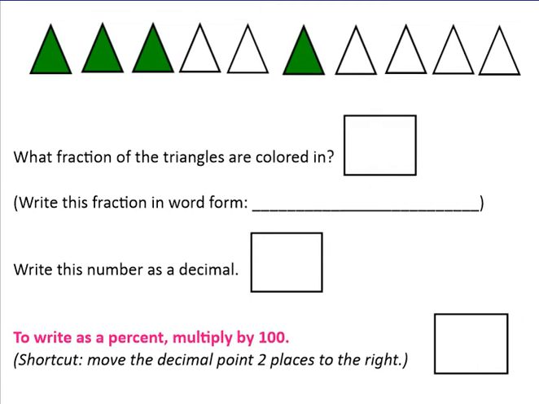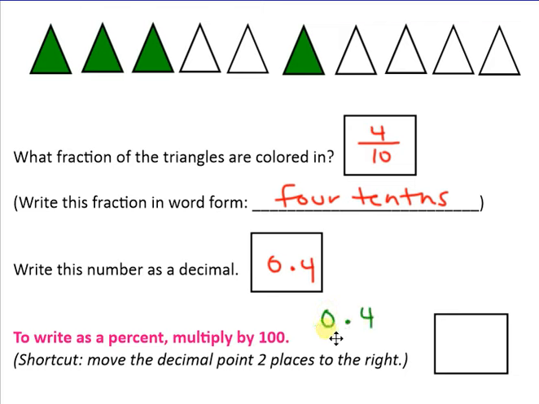Let's take a look at another example here. So what fraction of the triangles are colored in? We have 4 out of 10. How do you write that in word form? 4/10. Write that number as a decimal. So 4/10.